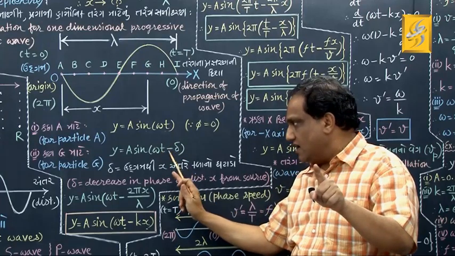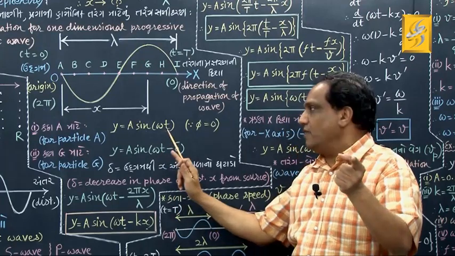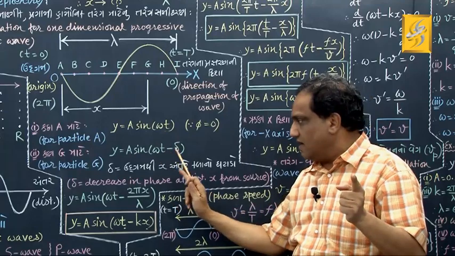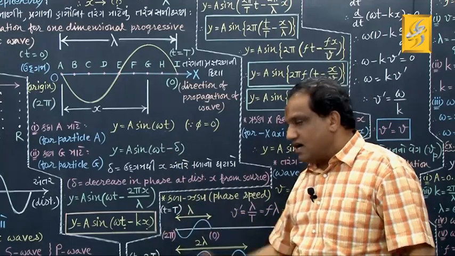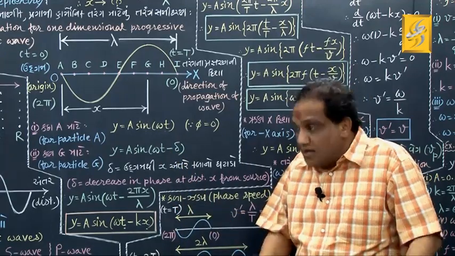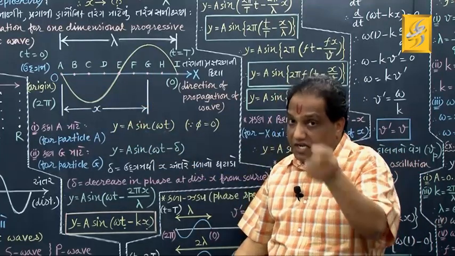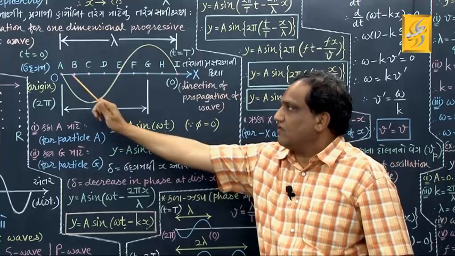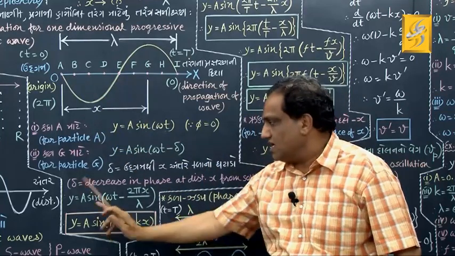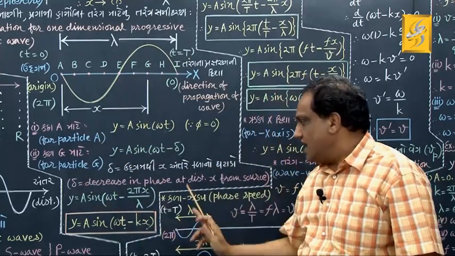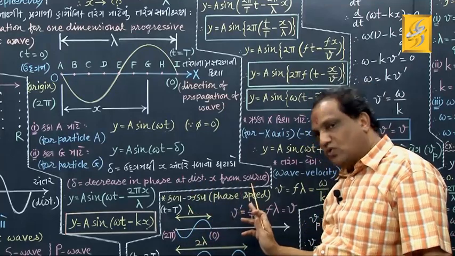So I am writing here omega t minus delta. Less than omega t means I am writing omega t minus delta. So what is delta? Phase difference between particles A and G, or you can say it is the decrease in phase at distance x from the source.